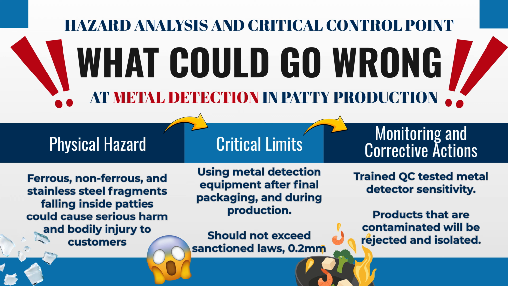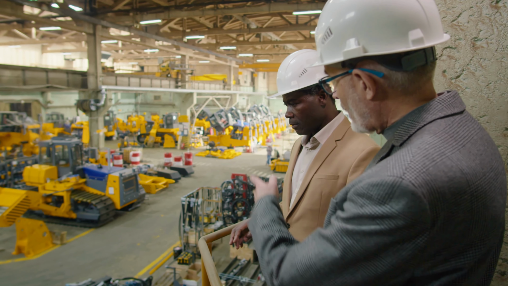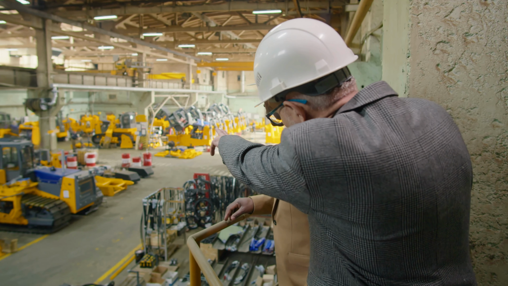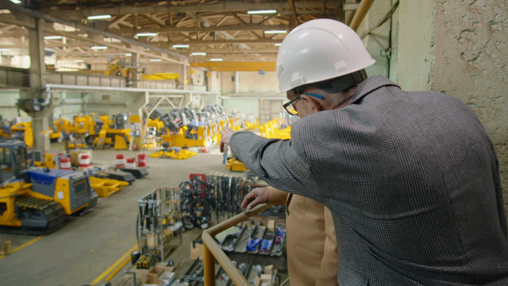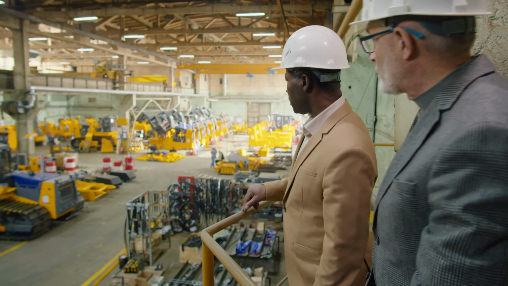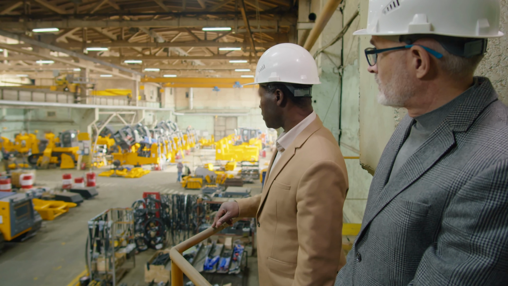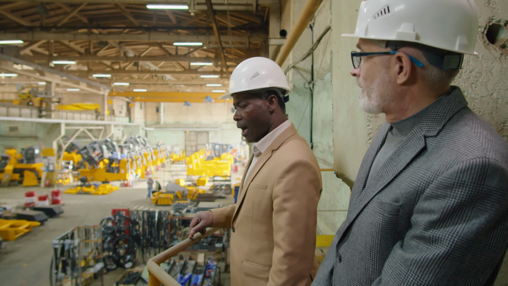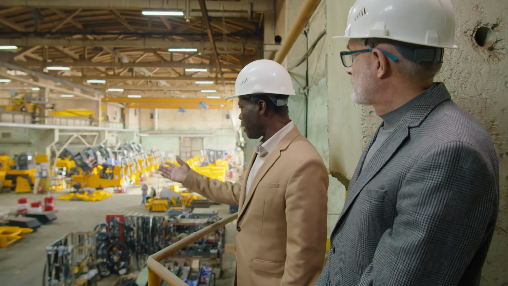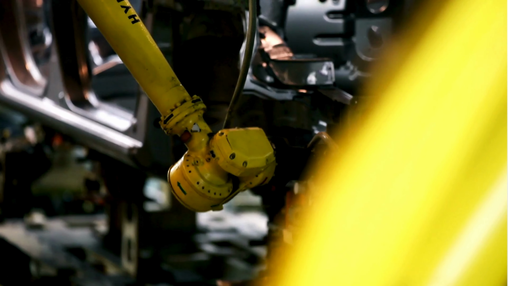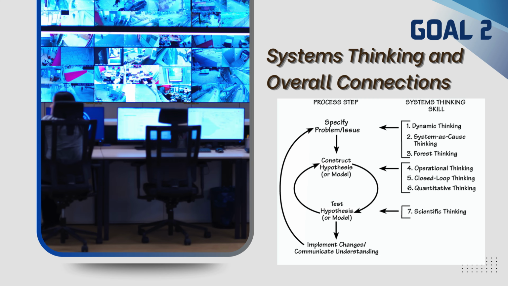We monitor using metal detection equipment after final packaging and during production. Our trained quality control team tests the metal detector sensitivity regularly. If contamination is detected, we take corrective action. Products that are contaminated will be rejected and isolated immediately. This is how we apply hazard analysis and critical control points to our metal detection step.